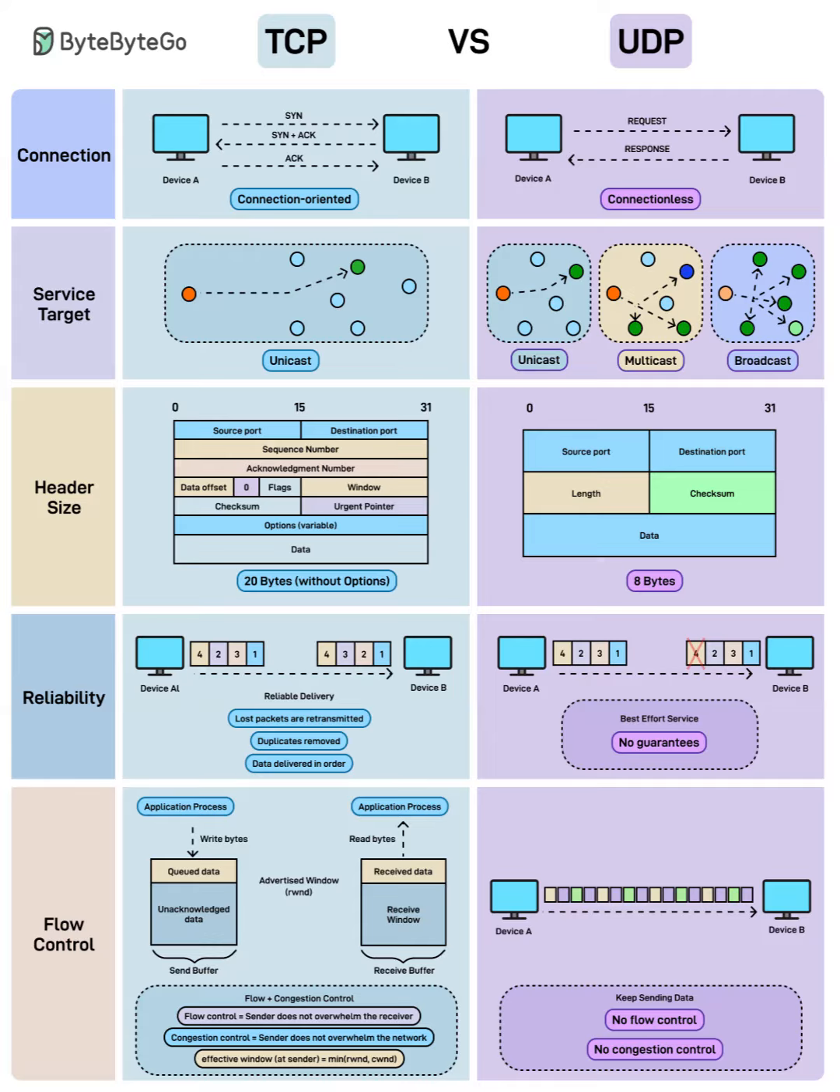Many real-time apps implement their own logic on top of UDP: jitter buffers, forward error correction, selective retransmissions only when needed, keeping latency low. Flow and congestion control. TCP dynamically adapts its sending rate.